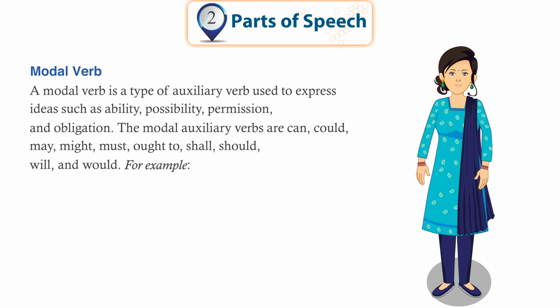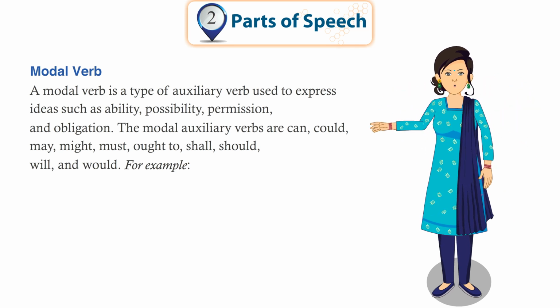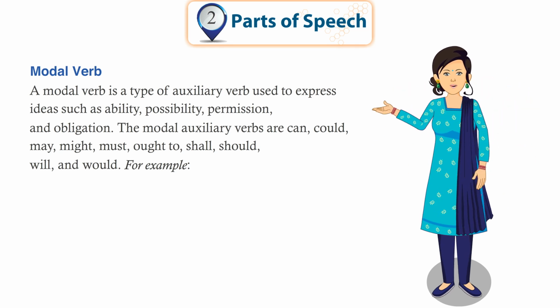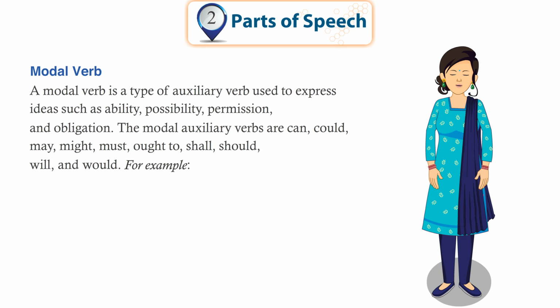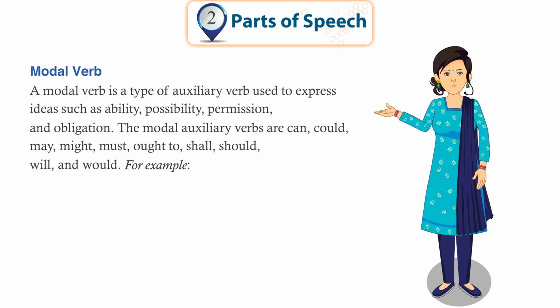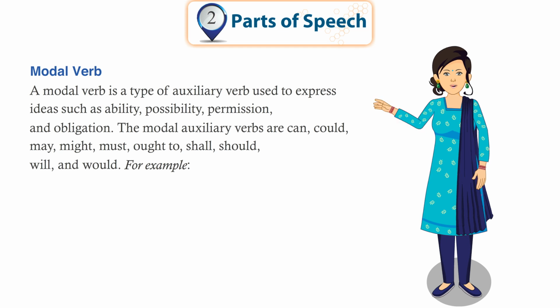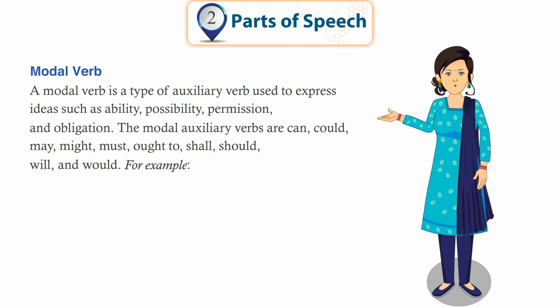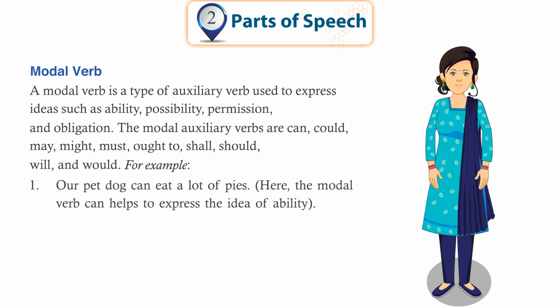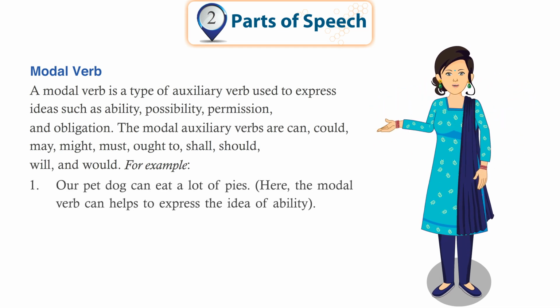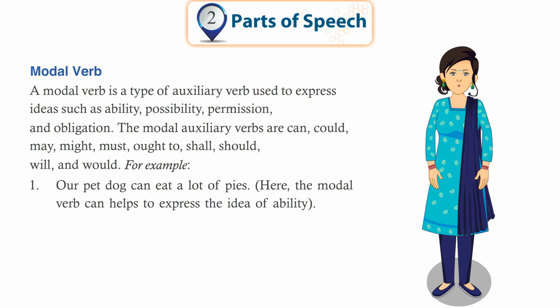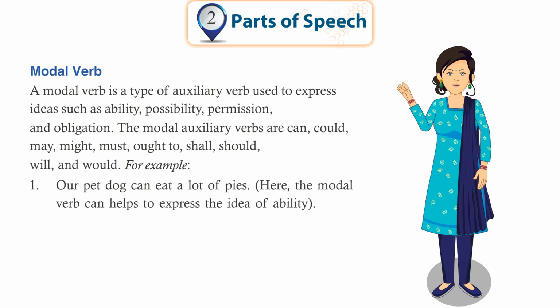A modal verb is a type of auxiliary verb used to express ideas such as ability, possibility, permission, and obligation. The modal auxiliary verbs are can, could, may, might, must, ought to, shall, should, will, and would. For example, our pet dog can eat a lot of pies. Here, the modal verb can helps to express the idea of ability.